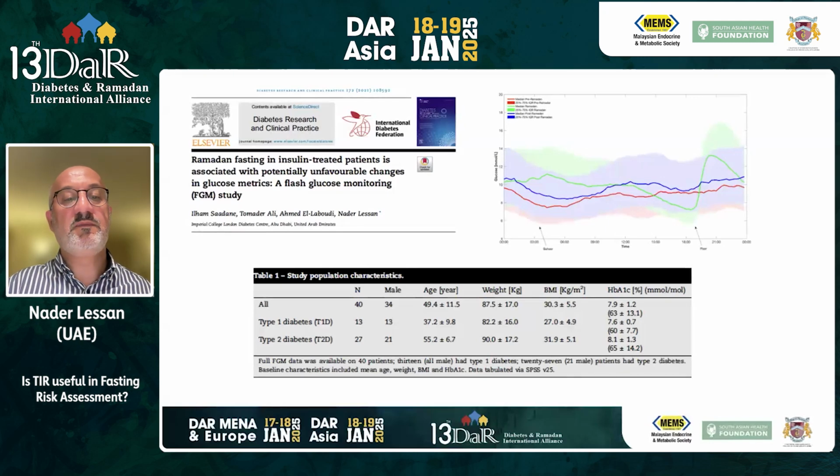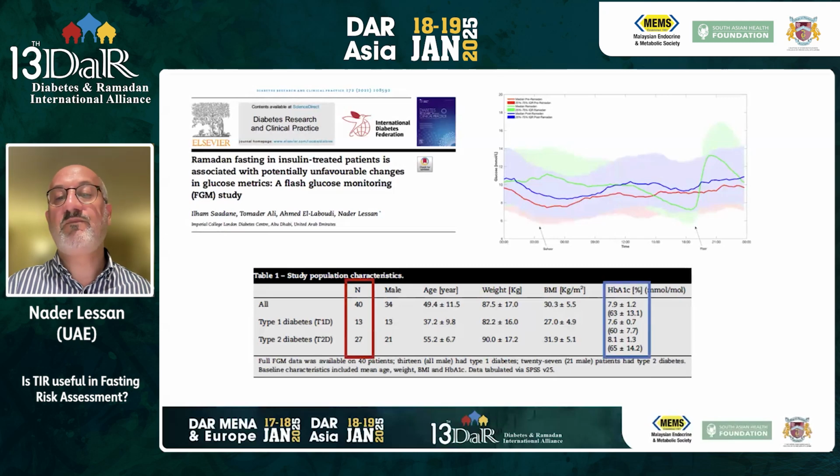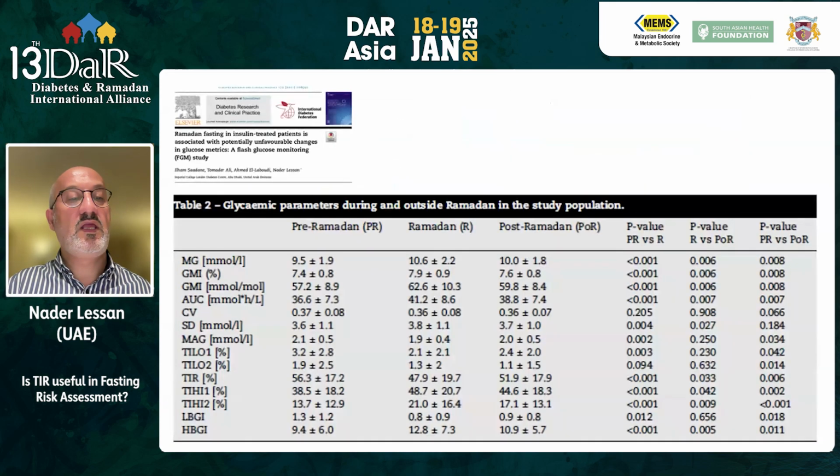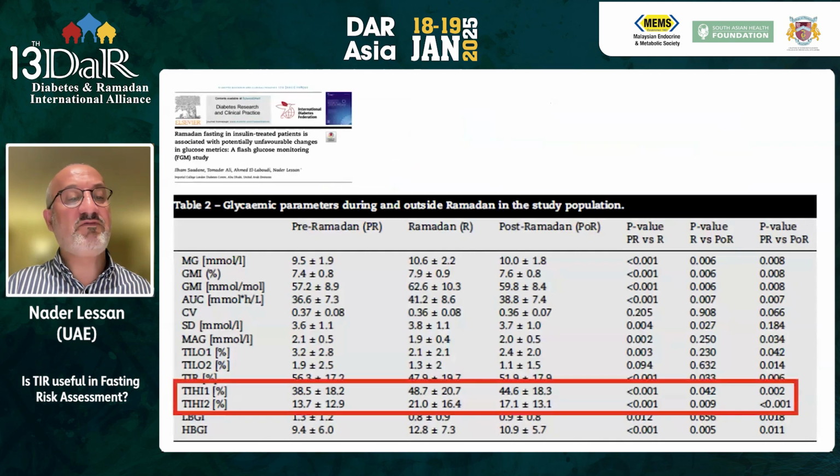These are some of the important numbers from that particular study. 40 patients in the study, 13 type 1 and 27 type 2 diabetes. HbA1c around 7 to 8%. In this study, we looked at various metrics, including time in hyperglycemia level 1 and level 2, comparing pre-Ramadan with Ramadan and post-Ramadan. And you can see that time in hyperglycemia at both levels was quite significantly higher during Ramadan compared to the pre-Ramadan and post-Ramadan periods.